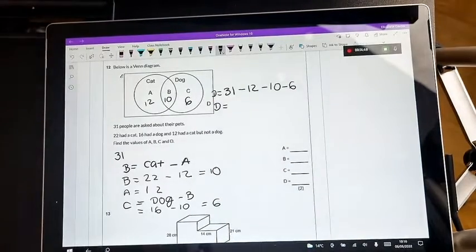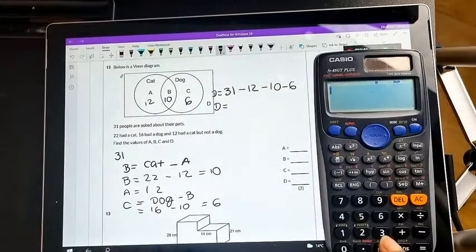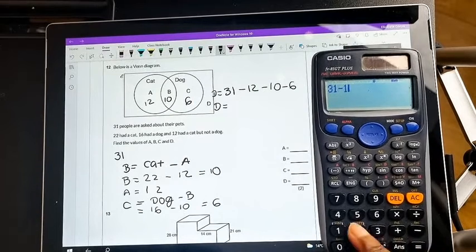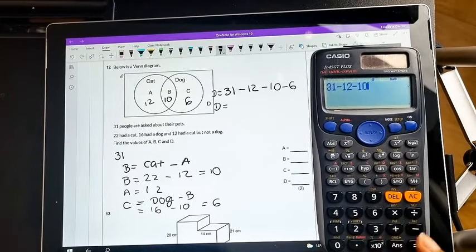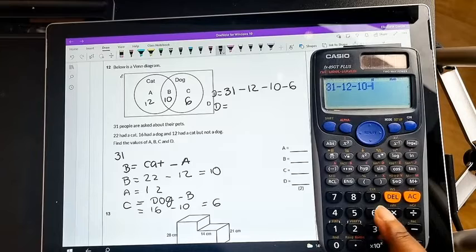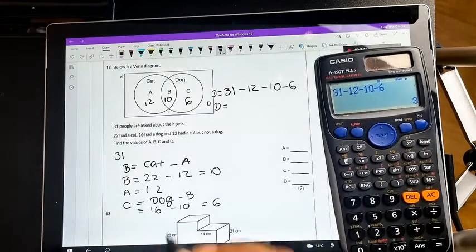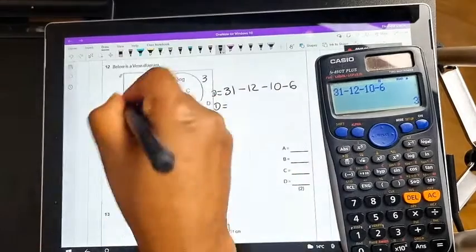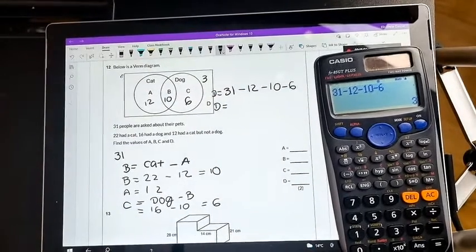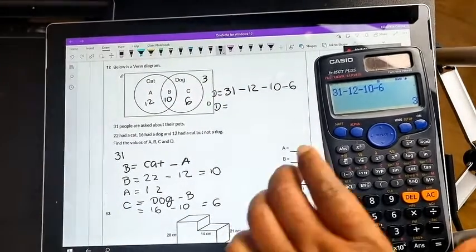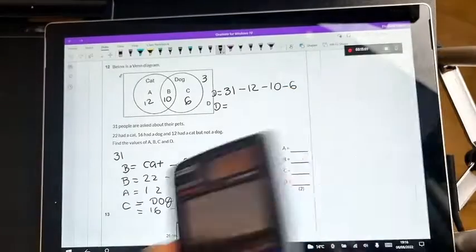So everyone grab your calculators. Again, you should be able to do this fairly quickly, even quicker than I am because I'm talking through it. And you tap in and you should have the answer. So the answer is 3. So D is 3. Just put anywhere within that box. If you're happy with that, tap on the screen and that's it for that question.